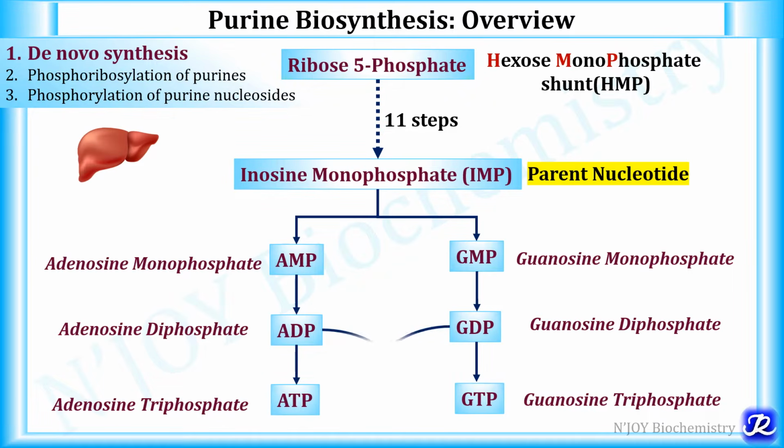Now the deoxyribonucleotides are formed from the ribonucleotides, like adenosine diphosphate and guanosine diphosphate will result in the formation of deoxyadenosine diphosphate and deoxyguanosine diphosphate. So this is the overview of purine biosynthesis which occurs in liver.